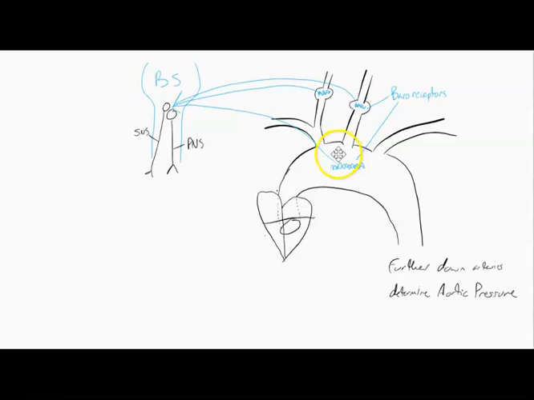This sends a signal up to the medulla, which will increase your parasympathetic nervous system and also reduce your sympathetic output. And on the other side, if your heart rate drops, your vessels will dilate, and your blood pressure will then increase.